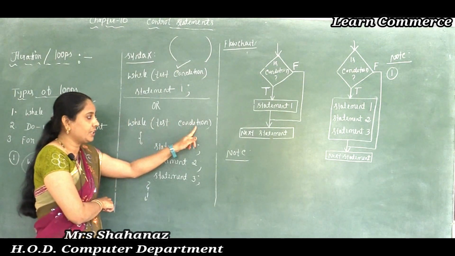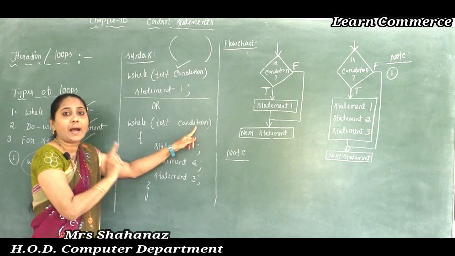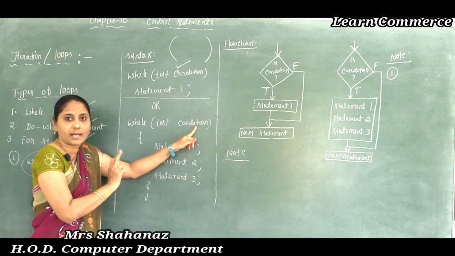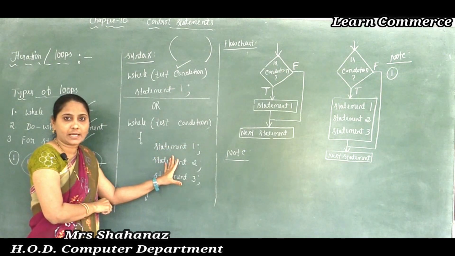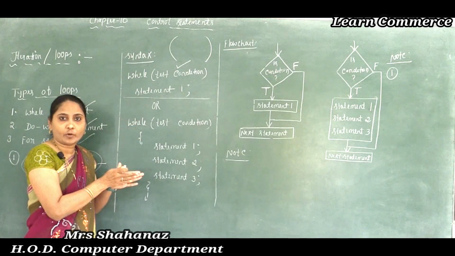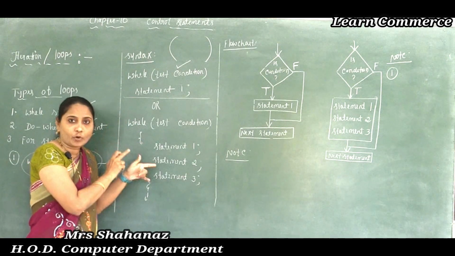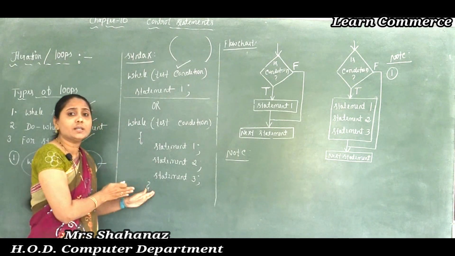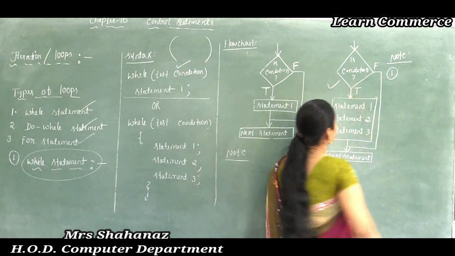While test condition: as we know, the condition must be put inside the parenthesis. Parenthesis is also called the common bracket. And next, whatever statements are in our block of statements, the group of statements that is going to execute is enclosed within curly braces, the flower bracket. Now let's see how to write the flowchart for such syntax.